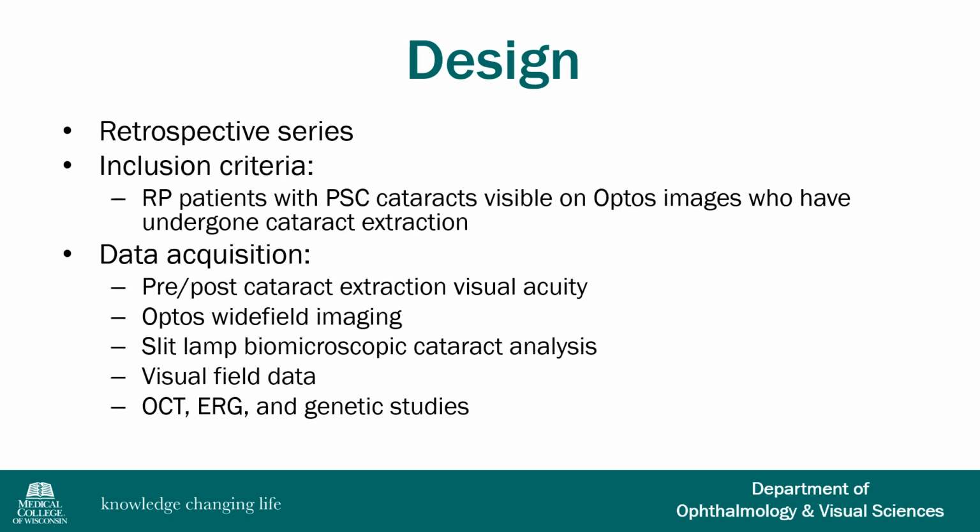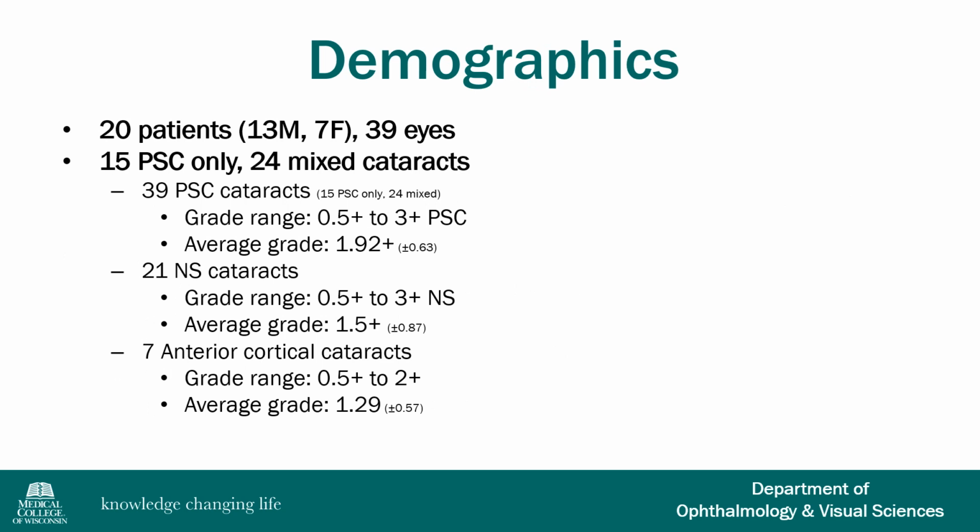In brief, this is a retrospective series with our inclusion criteria including RP patients with visible PSCs on Optos images and who have undergone cataract removal. Below is some of our data acquisition. Overall, 20 patients were included with a total of 39 eyes. All 39 eyes had PSC cataracts, 15 eyes had PSC only, and 24 were mixed cataracts, with 21 having NS cataracts and 7 having anterior cortical cataracts.